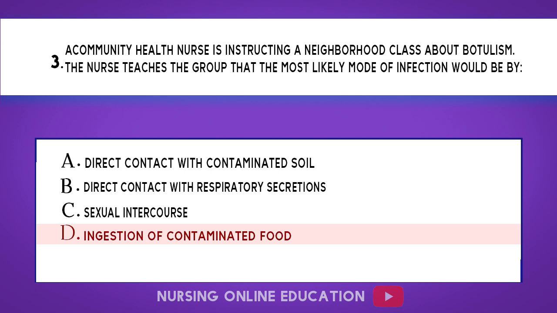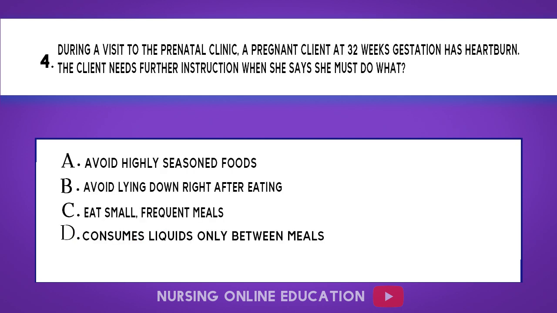Ingestion of contaminated food. 4. During a visit to the prenatal clinic, a pregnant client at 32 weeks gestation has heartburn. The client needs further instruction when she says she must do what? A. Avoid highly seasoned foods. B. Avoid lying down right after eating. C. Eat small, frequent meals. D. Consume liquids only between meals. The answer is option A.